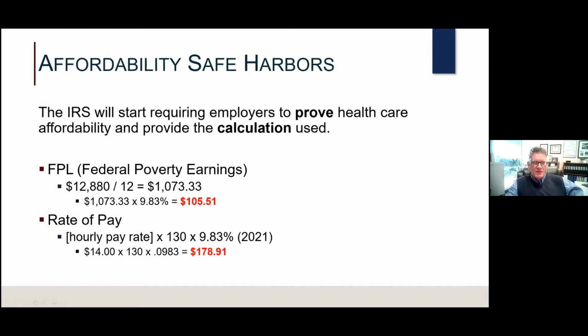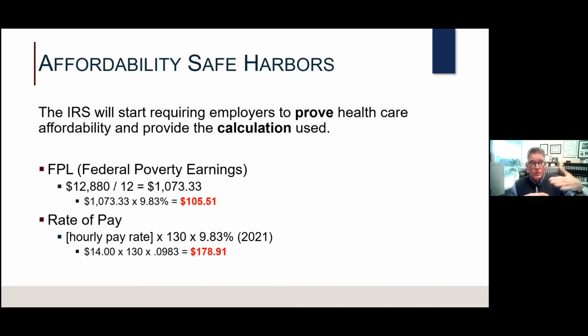So your affordability safe harbors are one of three. First, Fed poverty earnings. This is the Fed poverty earning level for the given tax year divided by 12 with the affordability percentage for the year applied to it. For 2021, that's $105.51. This is a pretty hard bar to meet for many employers, because if the employee is only paying $100 or whatever for their insurance, the employer may be paying the lion's share of the balance of that gross premium. So this is a hard bar to meet.